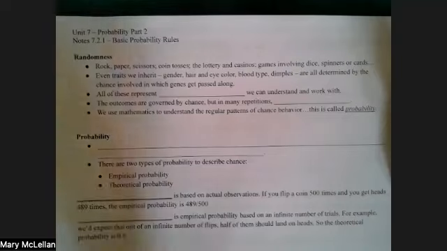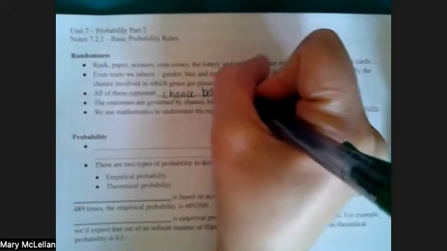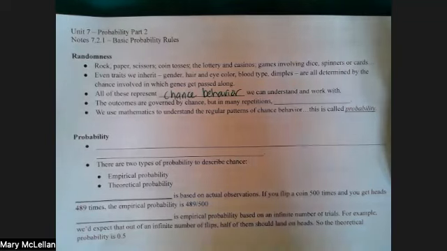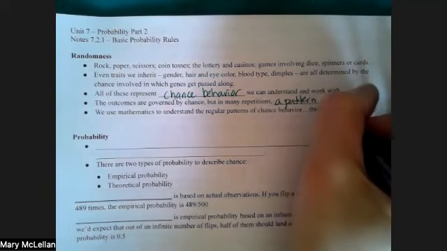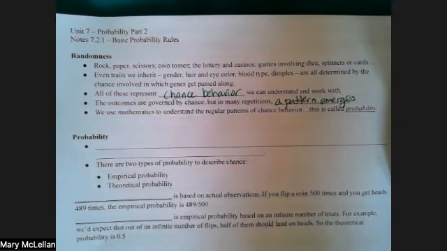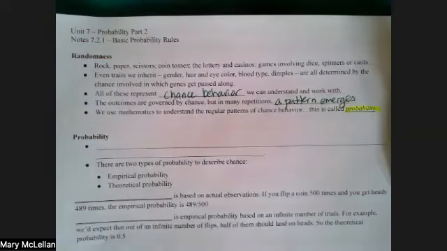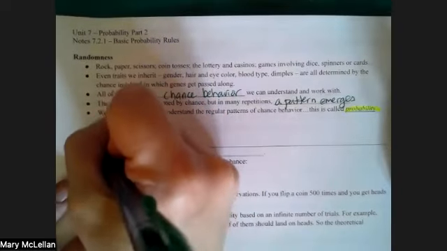Now, all of these represent chance behavior we can understand and work with. The outcomes are governed by chance, but in many repetitions, a pattern emerges. We use mathematics to understand the regular patterns of chance behavior, and this is called probability.